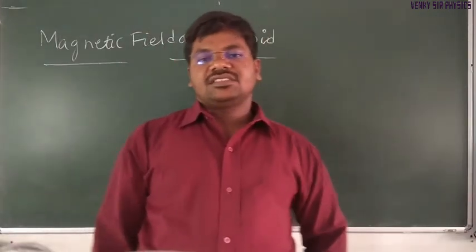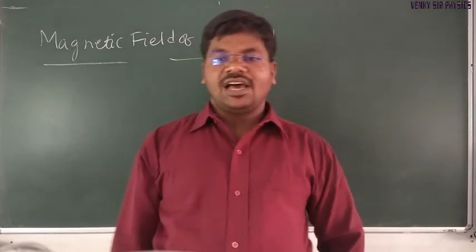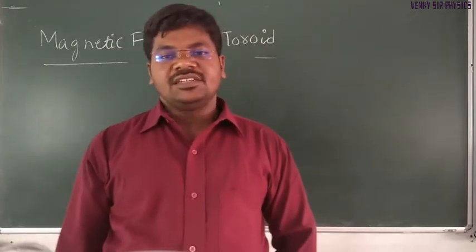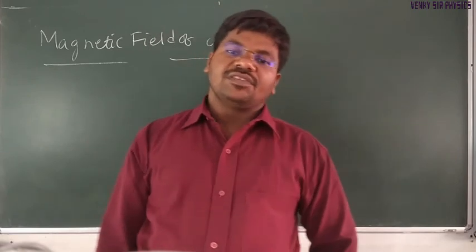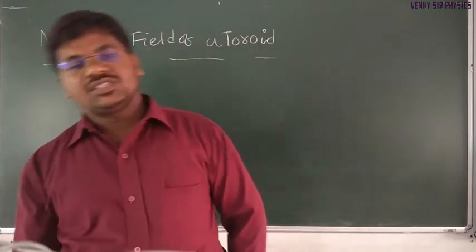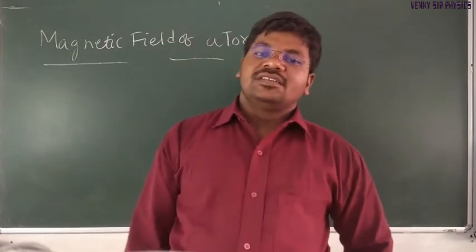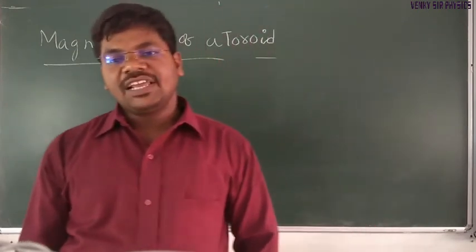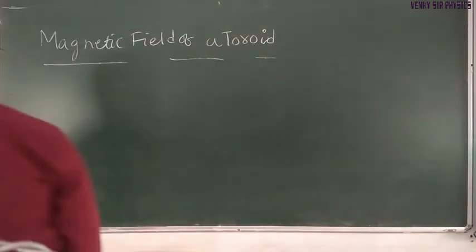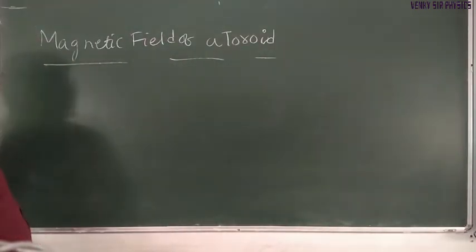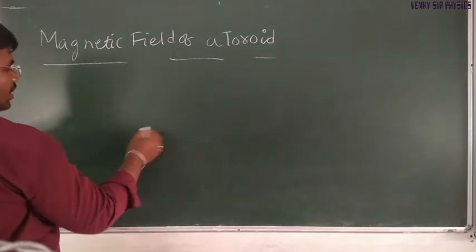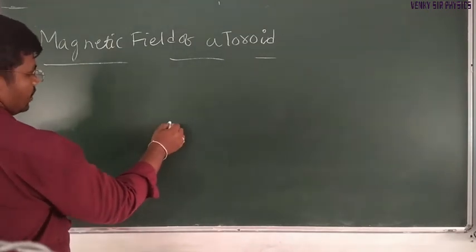The field lines inside the toroid are circular, with the center of the toroid as their center. So, what is a toroid? An endless solenoid in the form of a ring is called a toroid. We know the shape of the toroid, already explained in the previous session.